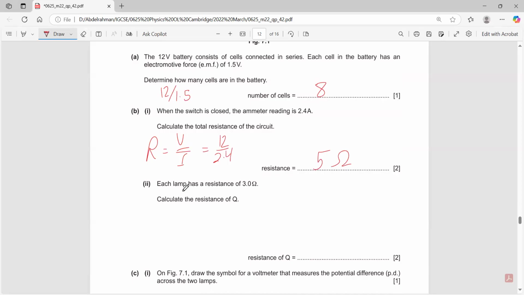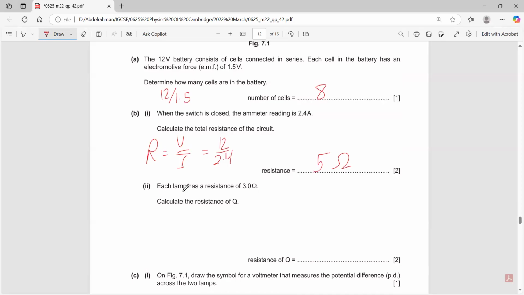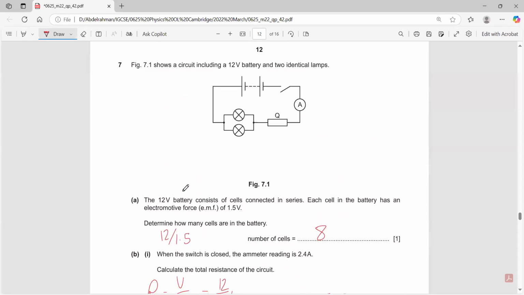Each lamp has a resistance of 3 ohms. Calculate the resistance of Q. Can I find the resistance of Q? Yes, these two lamps together are in parallel. So the total resistance of these two lamps is what? It is 1.5. How did I know that? It's a rule of thumb.